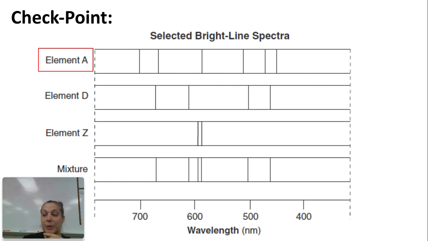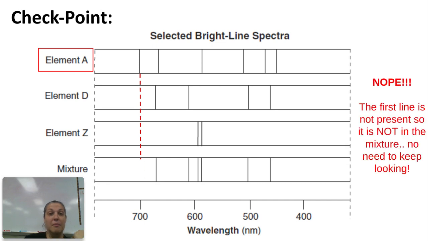If you want to take a ruler to match it up on your paper, it may be helpful. You could pause to go get a ruler or just follow along. So line 1 in element A. Let's see. Line 1. Does it match up within the mixture? Nope. The first line is not in the mixture, so it can't be present. We don't have to look at anything else. I've found one line that's not there. Done. Move on. Can't be part of it.